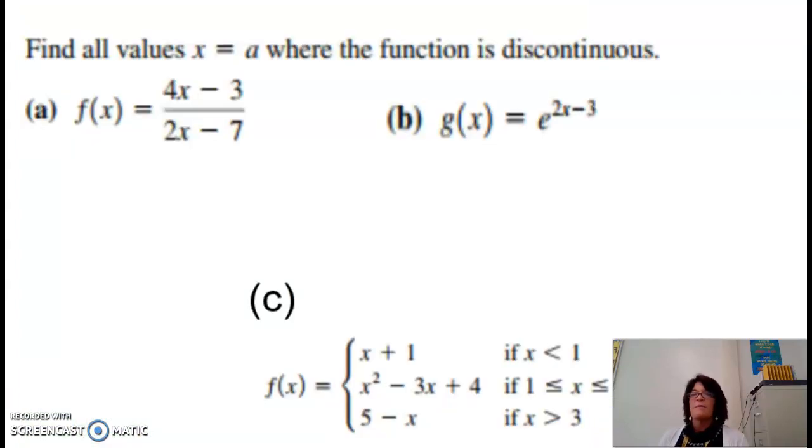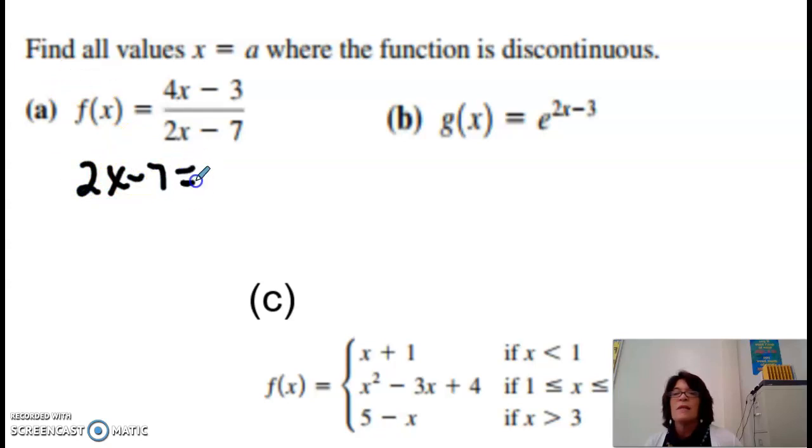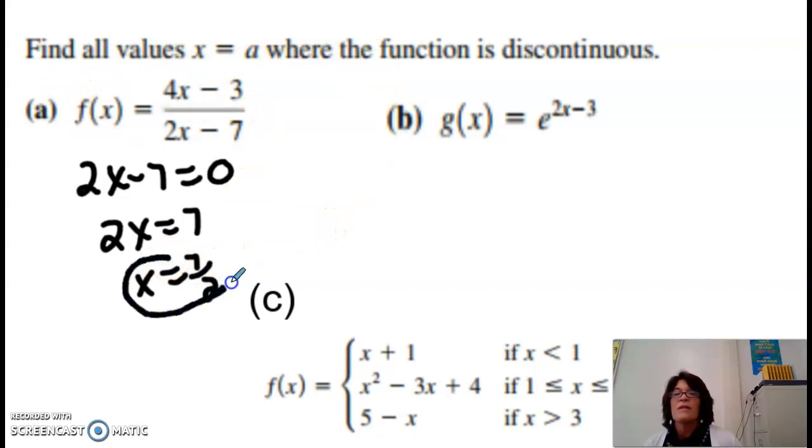So let's practice this. I have a rational function here, and it's asking me for all values of x equals a, where is the function discontinuous? Find all values where f is discontinuous. Okay, so I'm looking at this. It's a rational function, and it's going to be discontinuous wherever the denominator is 0. So that's going to happen at 3.5. It's discontinuous at 7/2, or 3.5.